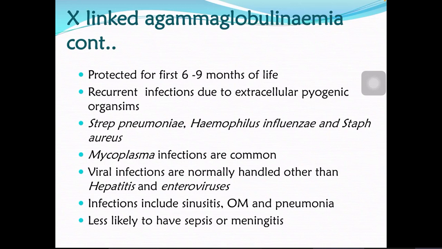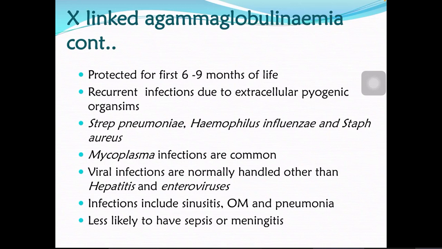The ones with X-linked agammaglobulinemia tend to get recurrent infections due to extracellular pyogenic organisms. The common examples are Streptococcus pneumoniae, Haemophilus, and Staph. They can also develop infections with Mycoplasma. These patients are generally able to handle viral infections well. However, they are more prone to hepatitis and enteroviruses.